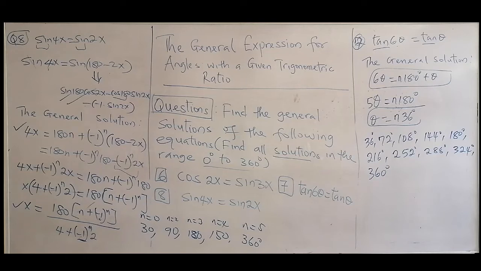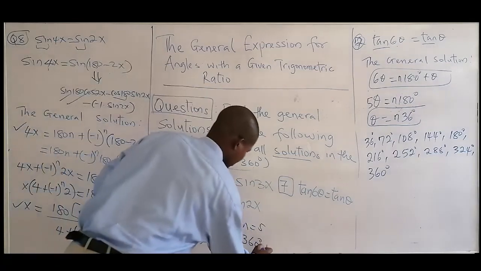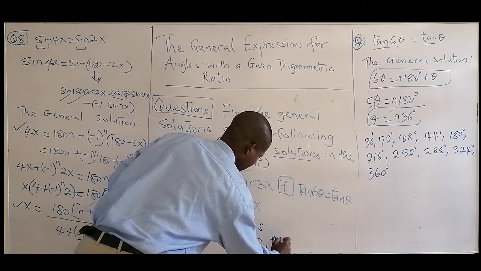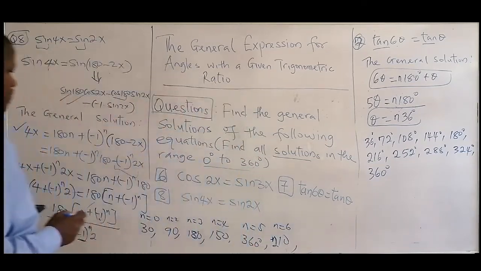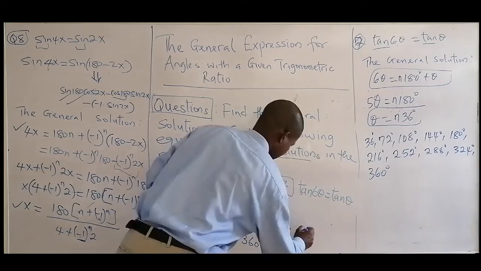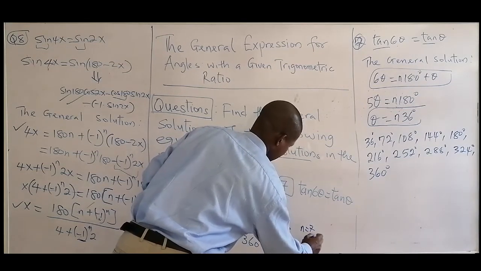Check the other one. I think n equal to 6. For n equal to 6, the denominator will be 6. We have 6 plus 1, and then at the bottom, that will be 6 also. That is 210 for n equal to 6. N equal to 7 gives 540, I'm going to cancel that.